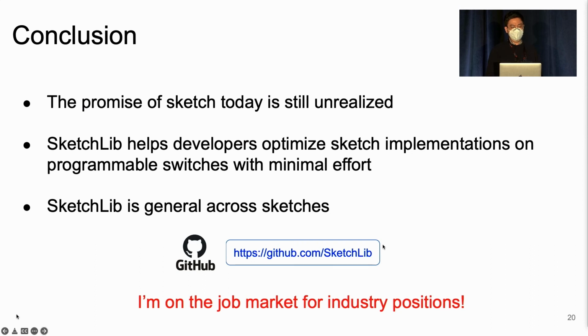For the conclusion, the promise of sketches today is still unrealized, and SketchLib helps developers optimize sketch implementations on programmable switches with minimal effort. SketchLib is general across sketches. It can benefit a broad range of 15 sketches. And our SketchLib is fully open sourced. You can find the API calls and also a full implementation of the 15 sketches there as well.